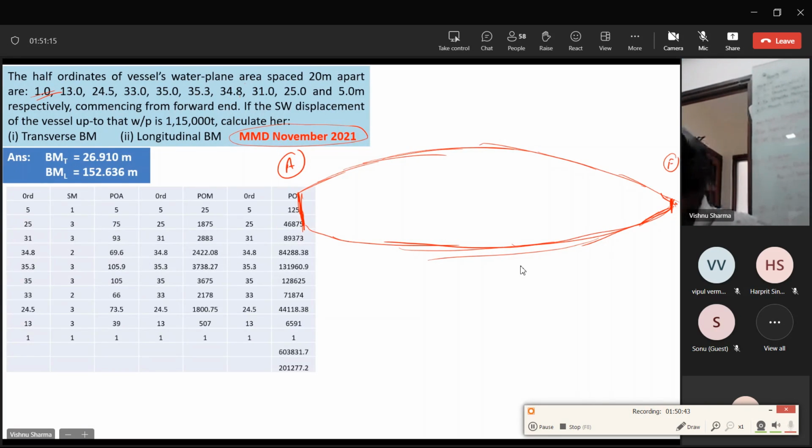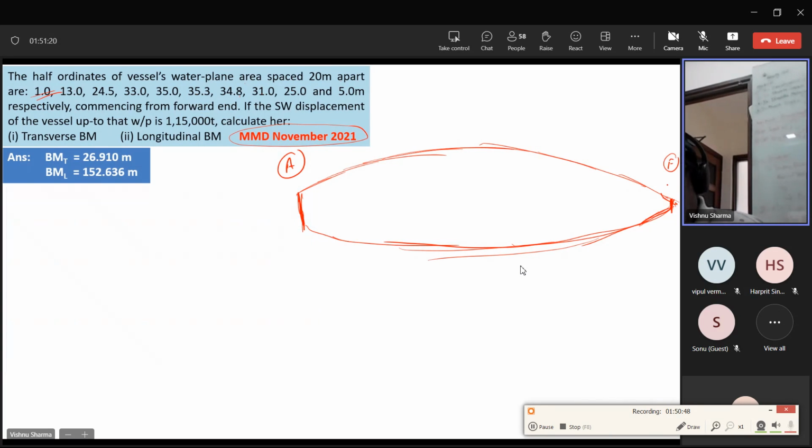Now there are total 10 ordinates. So I'll mark the 10 spacing. So 1, 2, 3, 4, 5, 6, 7, 8, 9. Okay, so I can increase it. 2, 3, 4, 5, 6, 7, 8, 9, and 10.